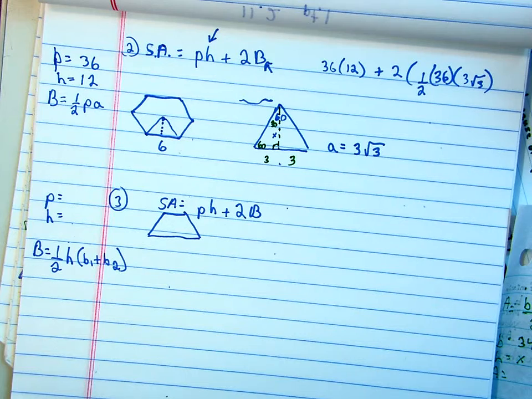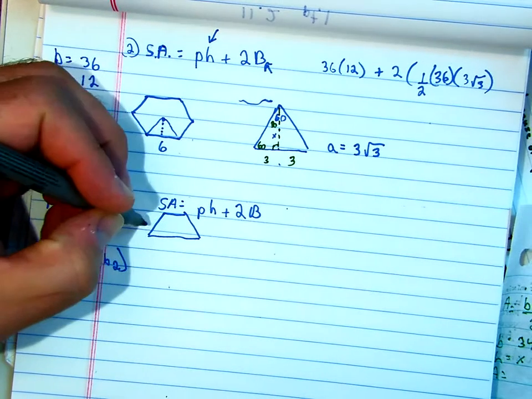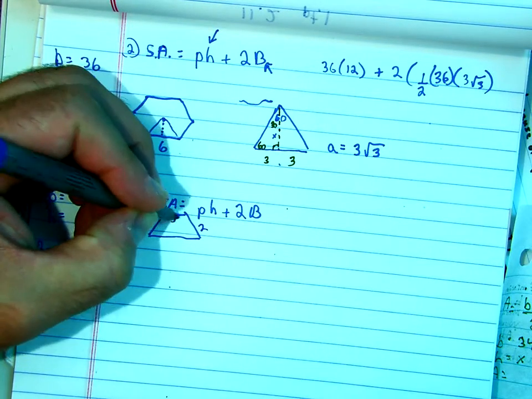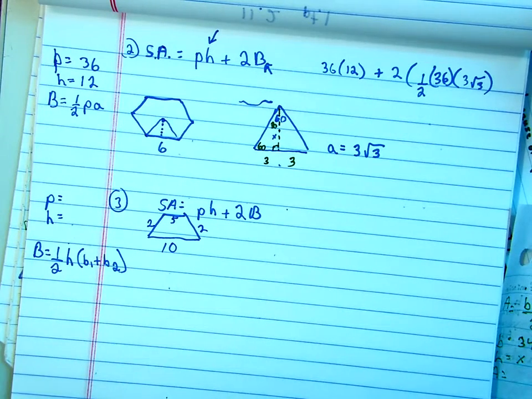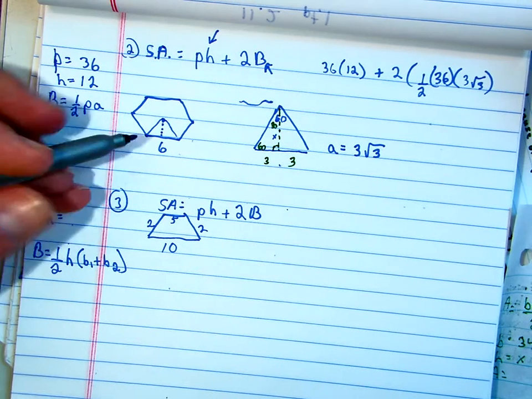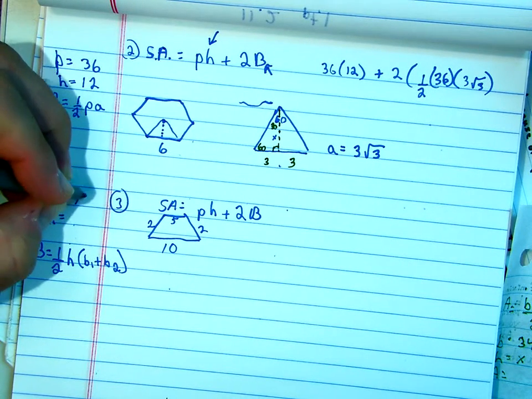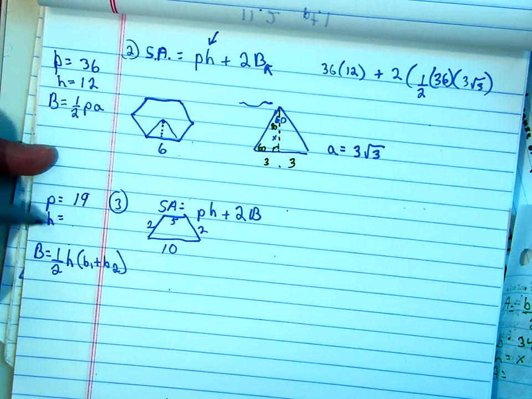Okay? Now, they don't give me any measurements in that problem. And I'm going to go ahead and just add measurements. These are made up. So this is 2, 2, 5, and 10. Which means it's what kind of trapezoid? Yes, you're correct. It's an isosceles trapezoid. Okay. So, I have the perimeter. The perimeter would be what? 19. Good job, guys.